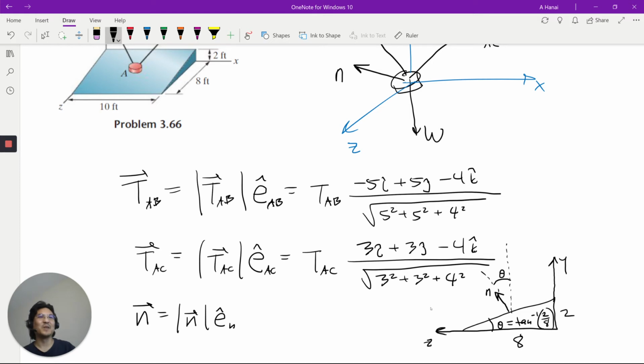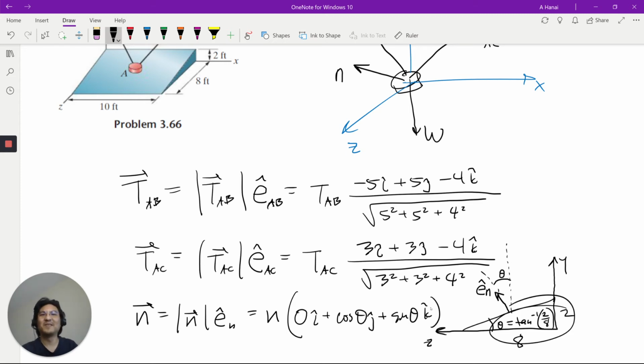So what is the y component of this unit vector, I should call it E hat, right? So normal. The y component is adjacent to this angle, and the magnitude is 1, right? So in the x direction, 0. In the y direction, 1 times cosine theta. And in the z direction, it's opposite this angle, so 1 times sine theta, where the angle is arctangent 2 over 8.